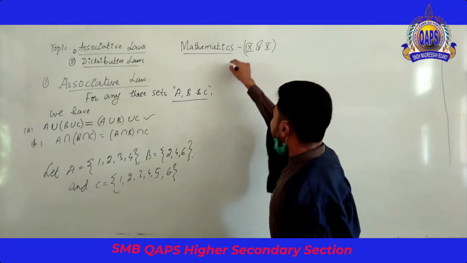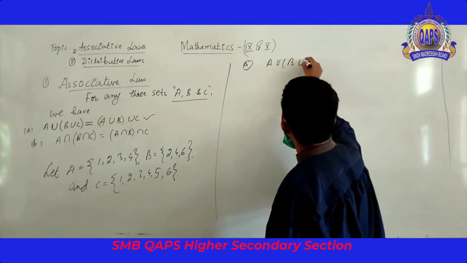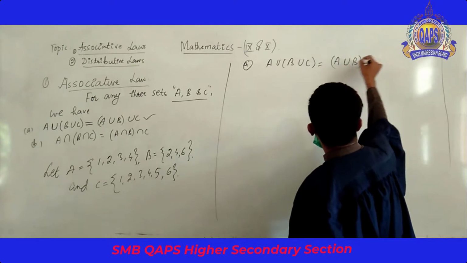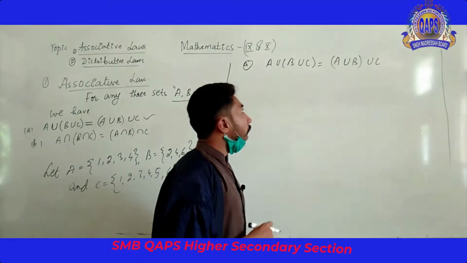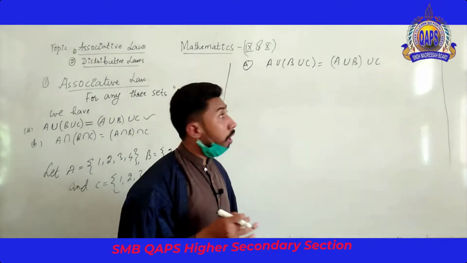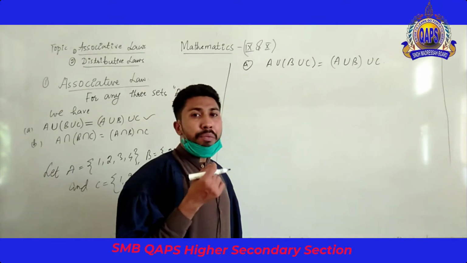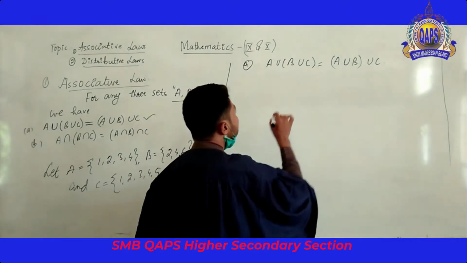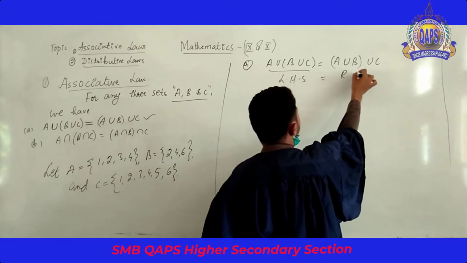Which condition? A union (B union C), which will be equal to (A union B) union C. In this law, first of all we solve the brackets, those sets which are lying in the brackets. So here, this is the left hand side and this one is the right hand side.